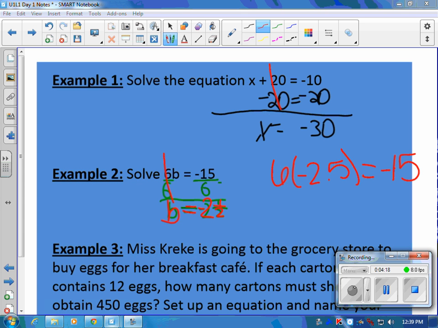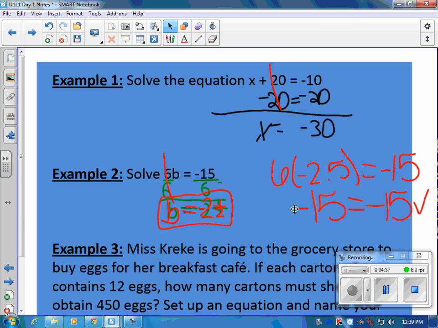Is our answer right? Is 6 times negative 2.5 negative 15? I hear Ethan say yes. Anybody else get that answer? I see some more heads nodding. Okay, good. So our answer checks, and we are correct. We have found the right answer. B equals negative 2.5, or negative 3 halves, however you want to write that answer.